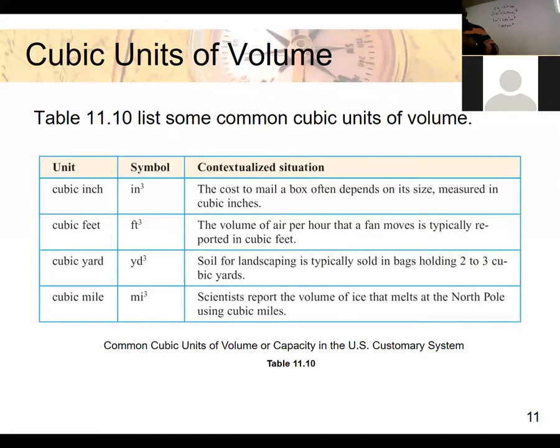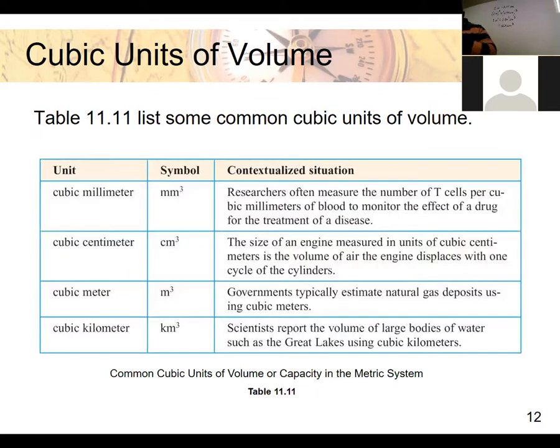All right, this is just a table of some of the common cubic units of volume, like cubic inches, cubic feet, cubic yards, cubic miles, and how they're used contextually. And this continues on the next slide as well, with cubic millimeters, cubic centimeters, cubic meters, cubic kilometers.